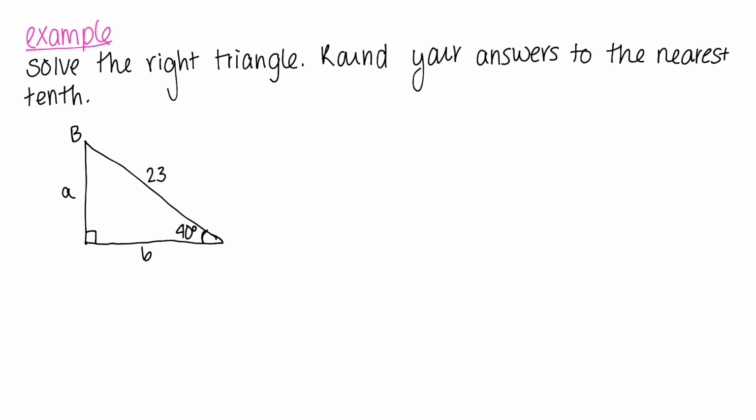All right, so here we have a right triangle. We're asked to solve the right triangle and round your answer to the nearest tenth. I wrote this directly off of Alex. So quickly, rounding to the nearest tenth, that's 1 decimal place.